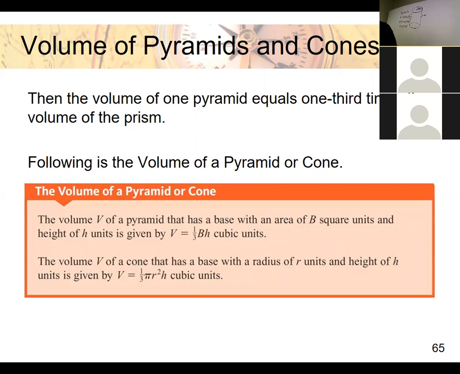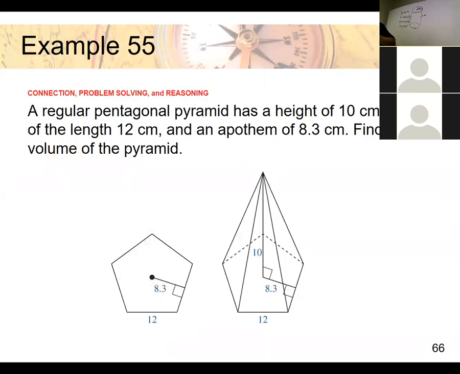Okay. So let's say we had this. A regular pentagonal pyramid has a height of 10 centimeters, sides of length 12 centimeters, and an apothem of 8.3 centimeters. Find the volume of that pyramid. So you can see the base is right here on the left. Each side, there are 5 sides, each 12 centimeters. The apothem is 8.3. Here, the height is 10.